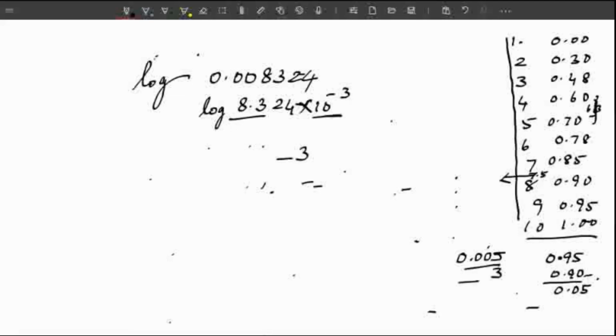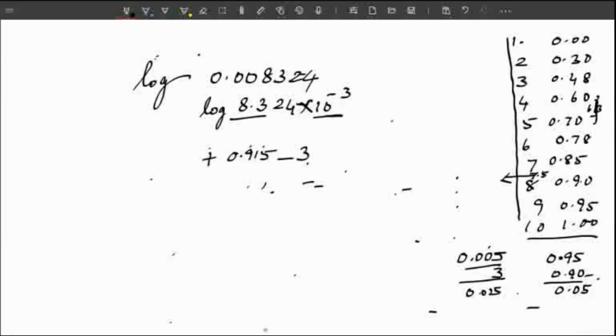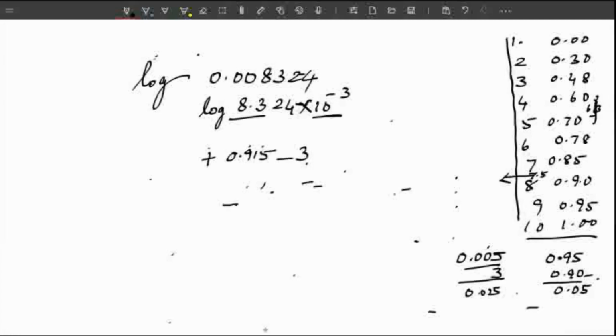Therefore, if you multiply by 3, you get 0.015. You should add this one. The value is 0.915. This is the plus value, and this is the minus value. The correct answer is minus 2.085. What is the actual value of the log of 0.008324? Minus 2.079. Here we are off by 0.006.